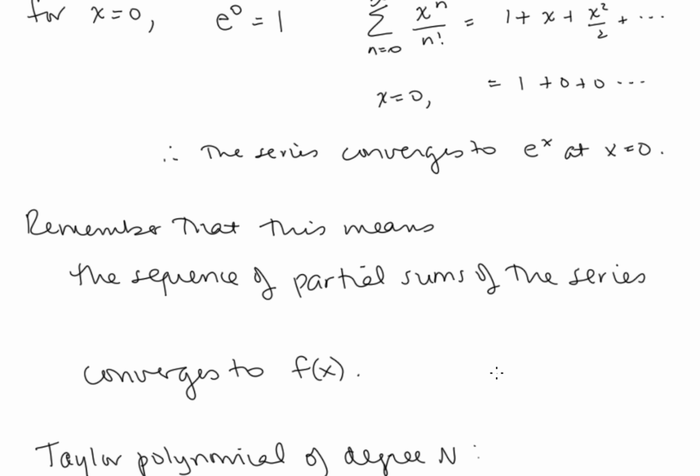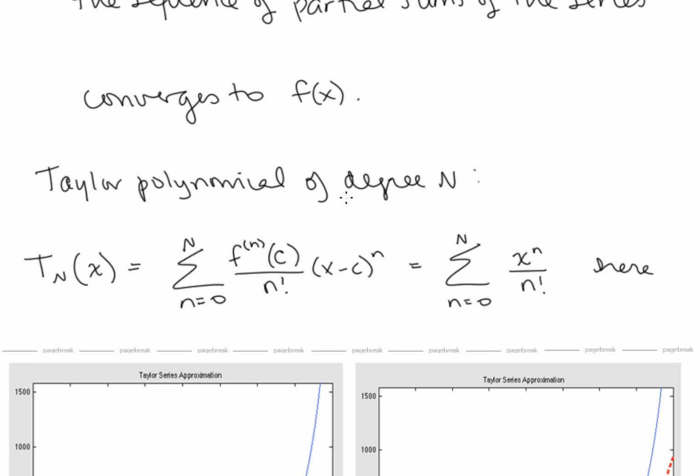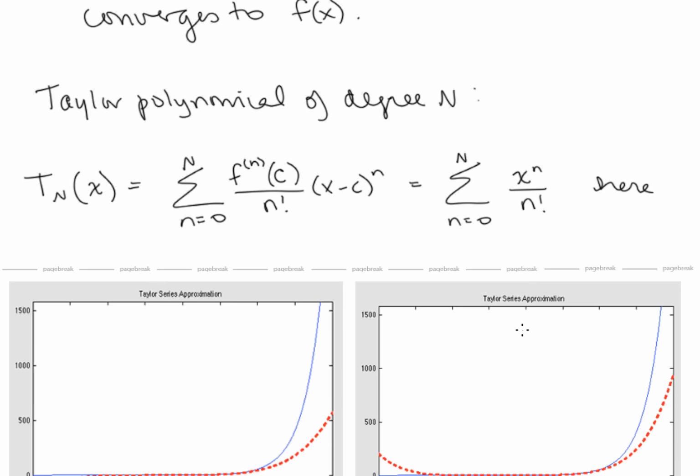Remember that this means that the sequence of partial sums for the series converge to f of x. So we're saying that the Taylor polynomials, as n goes to infinity, converge to f of x. So the Taylor polynomials in this case are the finite summations, n goes from 0 to capital N, x to the n over n factorial. Let's take a look at some of these Taylor polynomials as compared to the original function e to the x.